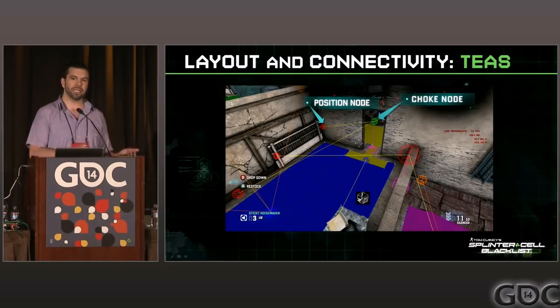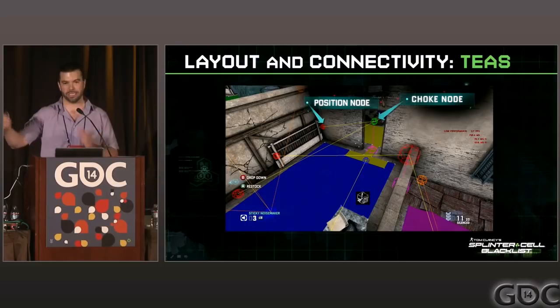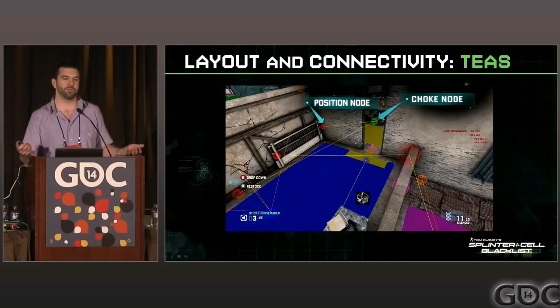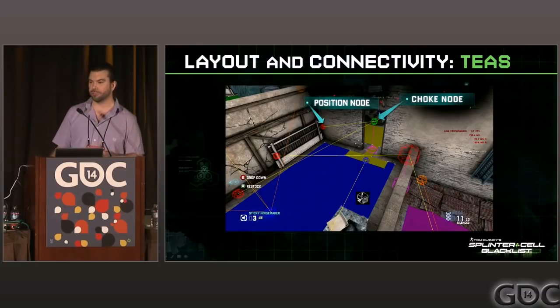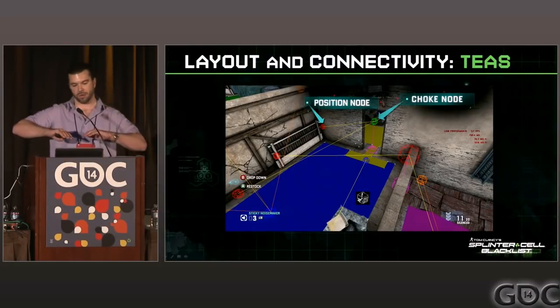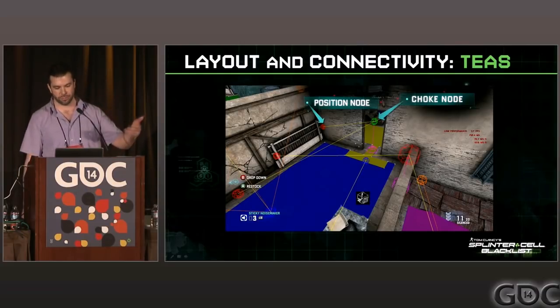In the case where an NPC can't, or maybe even shouldn't, engage the player, he can now go ahead and guard the door or window or whatever choke it is that's leading to the player, and that obviously produces much more believable behavior. What's interesting about this is we actually auto-generated it. The way it worked was our level designers would paint the nav mesh, so they'd paint the blue area and the yellow area, and then we'd auto-generate the position nodes and the choke nodes. But then we allowed the designers to manipulate them.